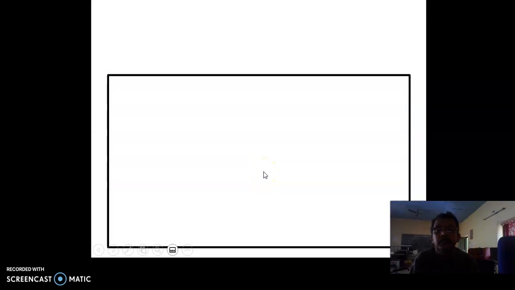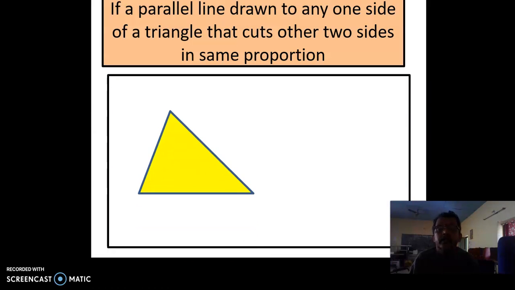So let us see the statement: if a parallel line is drawn to any one side of a triangle, it cuts the other two sides in the same proportion. This is our statement of the theorem. If a parallel line is drawn to any one side of a triangle, it cuts the other two sides in the same proportion.